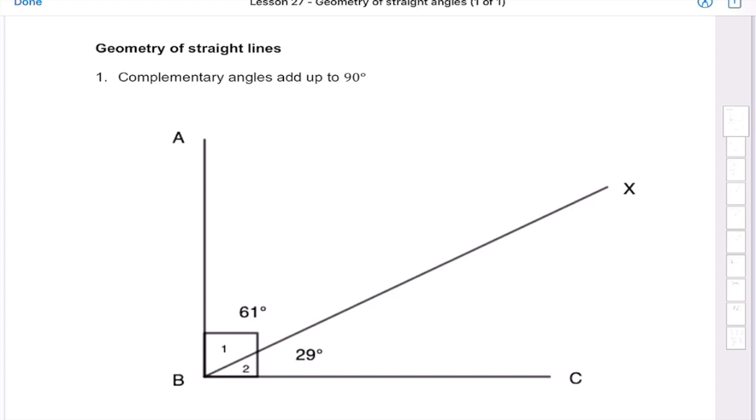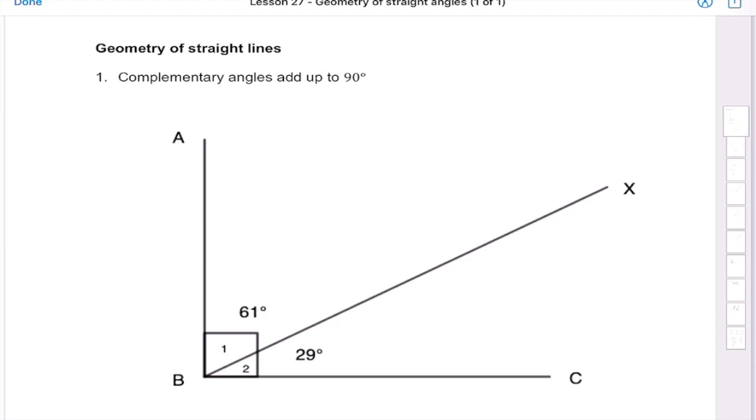Today we will have a look at geometry. In particular, we're looking at geometry of straight lines. Just a quick reminder of the theorems or the properties that you covered in grade 8.